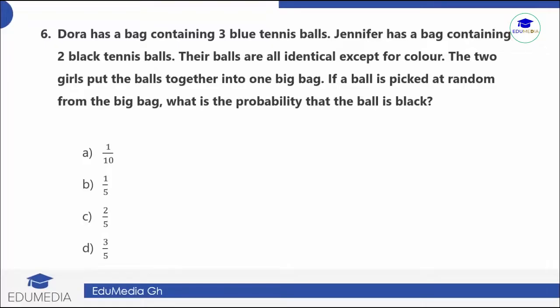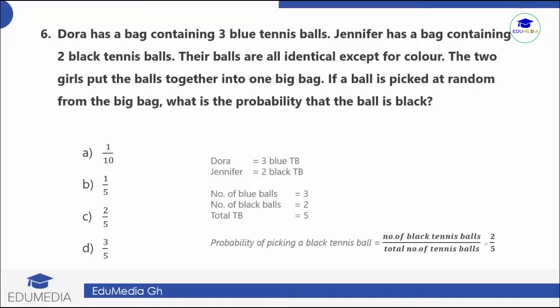If a ball is picked at random from the big bag, what is the probability that the ball is black? All right, this is probability. So from the question, I've deduced that Dora has three blue tennis balls, and then Jennifer also has 2 black tennis balls. Now, the number of balls that these 2 girls have actually doesn't matter here.